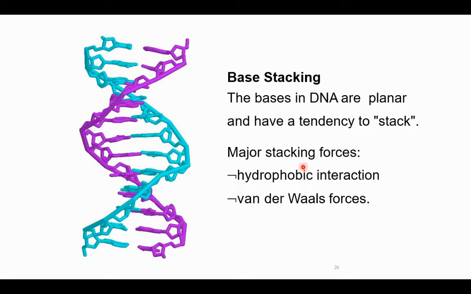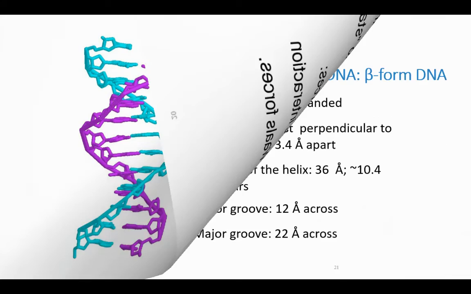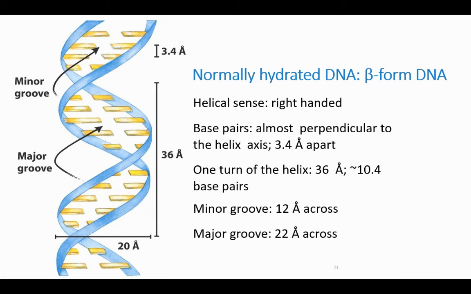So, the bases in the DNA are planar and have a tendency to stack, and it forces the hydrophobic interaction and the van der Waals forces interaction. Now, this also causes it to form your grooves. Okay, so this is what's happening for it to maintain its structure. Remember, it's curving, but a ladder with an awkward shape is not very stable. So, it needs to twist.